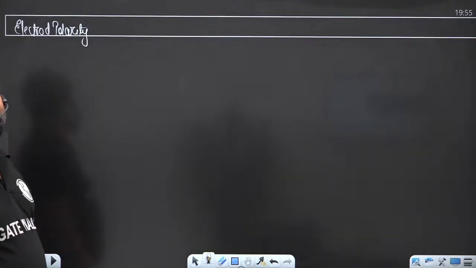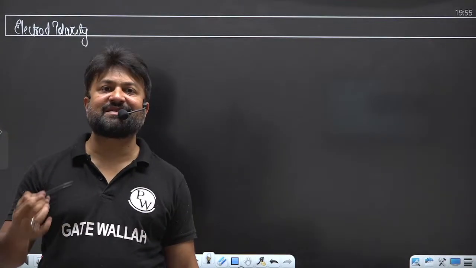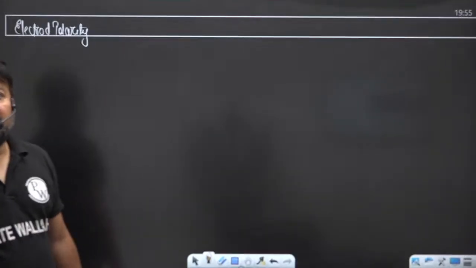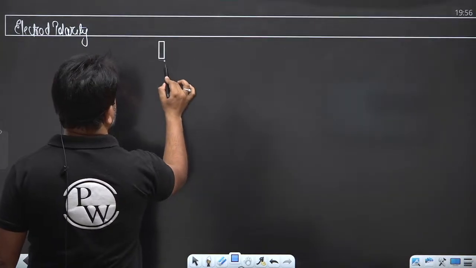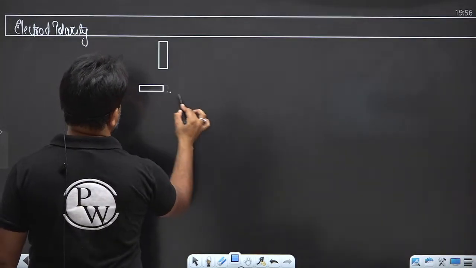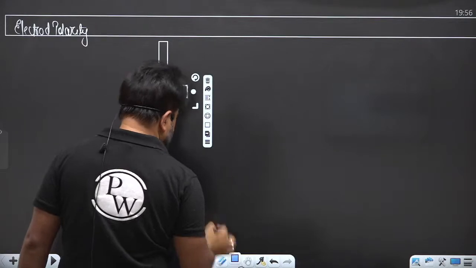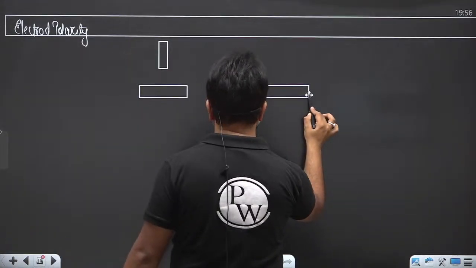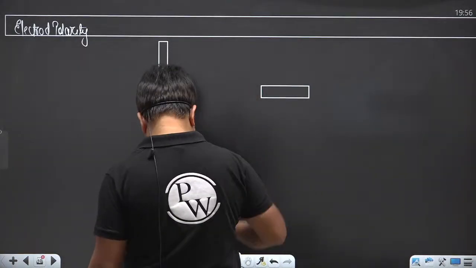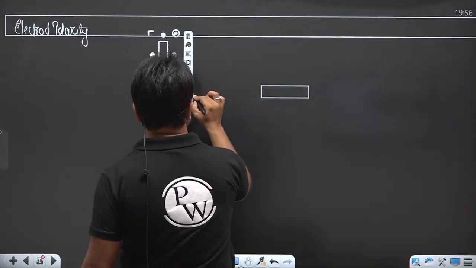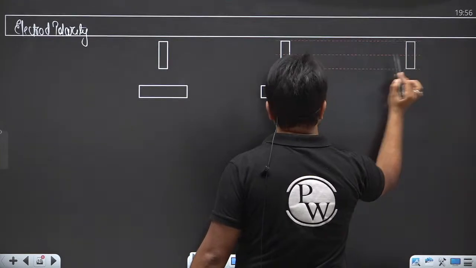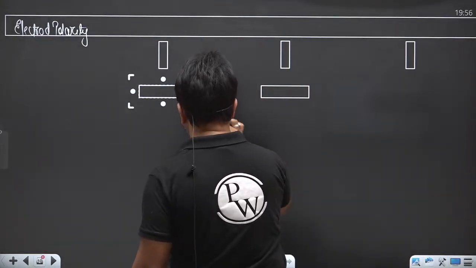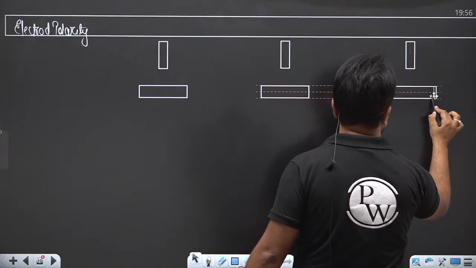Electrode polarity means the electrode is positive or negative. Now, the next thing is that I'm going to draw the figure. This is the electrode, this is the workpiece. Similarly, this is the workpiece, and here this is the electrode, this is again the electrode, and here this is again the workpiece, this is again the workpiece.